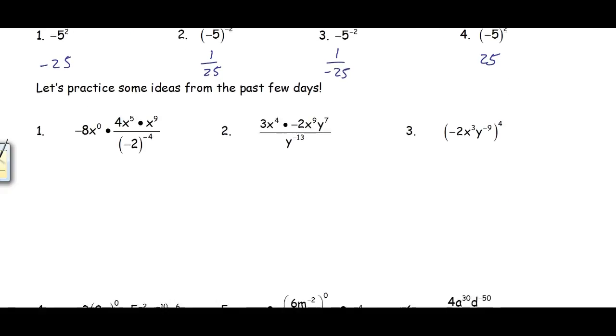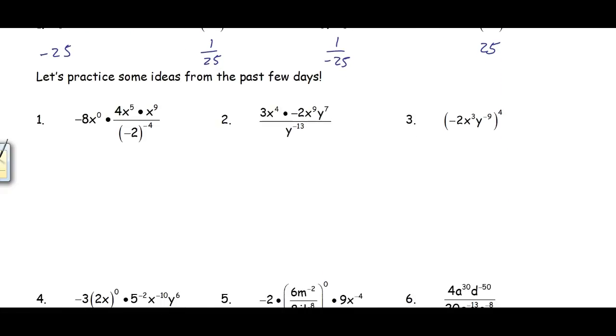Okay, so let's go ahead and practice a few. Remember, anything raised to a 0, you can cancel out there because it's just a 1. So we're going to simplify -8 times, can we combine anything in the top? Yeah, let's combine those. Remember when our exponents are not in parentheses, we are not going to multiply, we're going to add. So it's times 4x to the 14th over -2 to the -4.